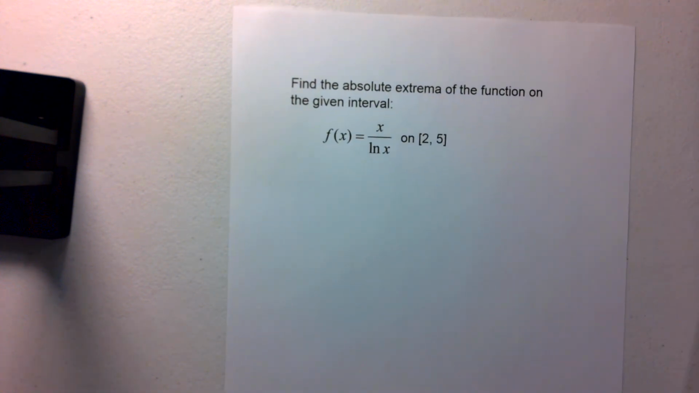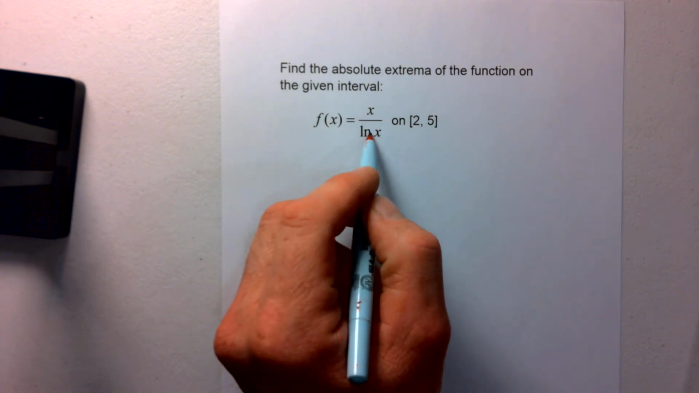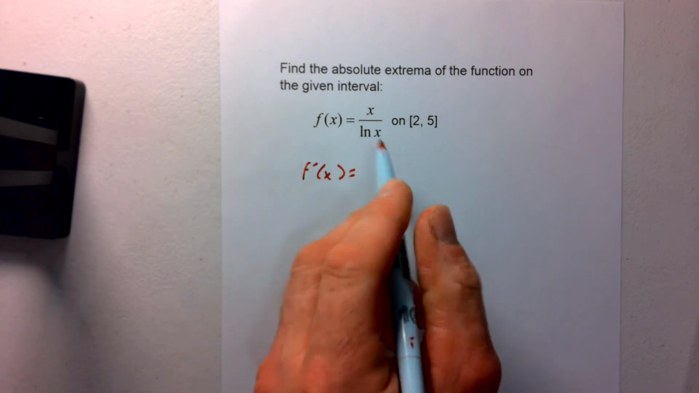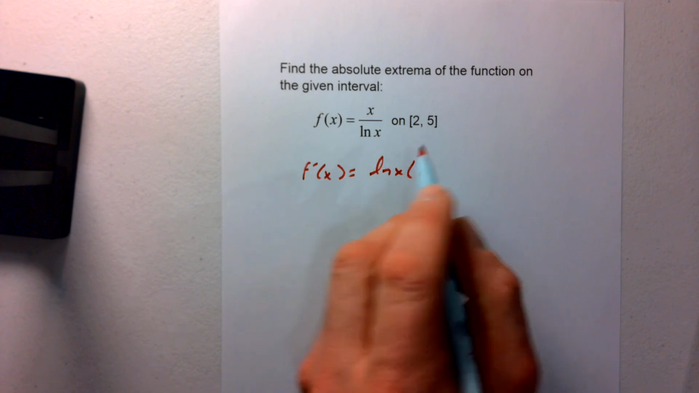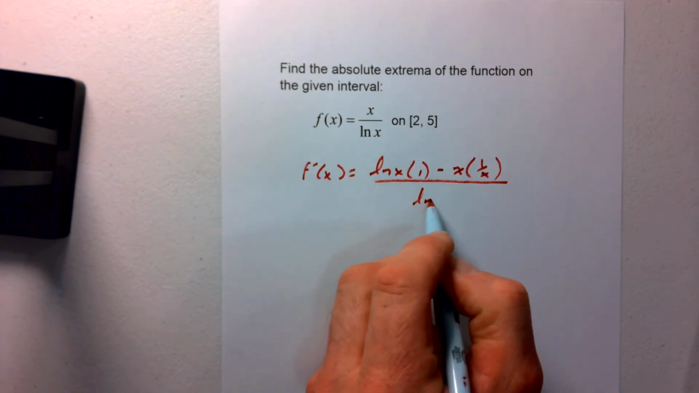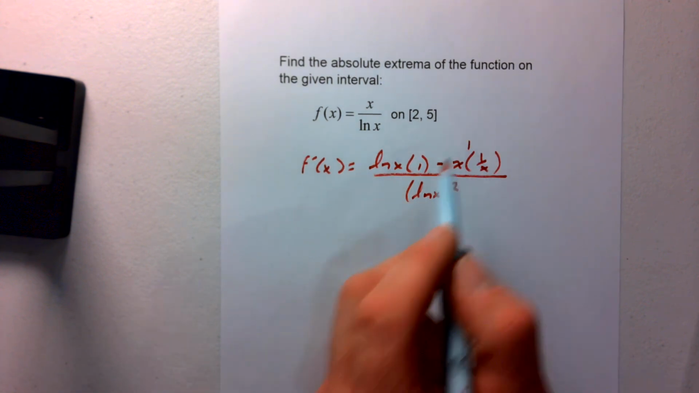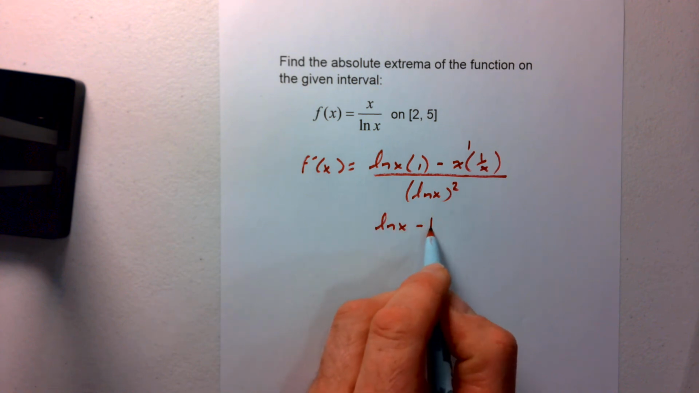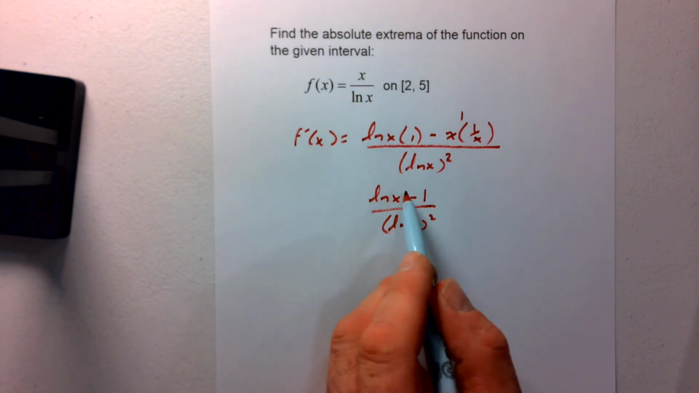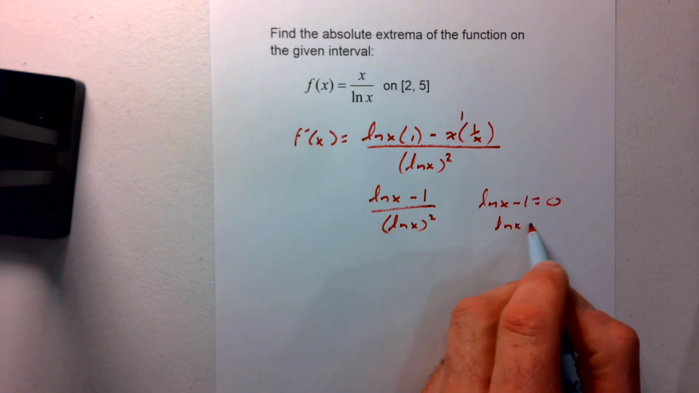We've done absolute extrema again as well. To find the absolute extrema, we're going to find any critical values for x over natural log of x. To do that, we're going to find our first derivative. So we have the natural log of x times 1 minus x times 1 over x, over the natural log of x squared. X times 1 over x, that's 1. So we have the natural log of x minus 1 over the natural log of x squared. So the natural log of x minus 1 equals 0. So the natural log of x is going to equal 1.